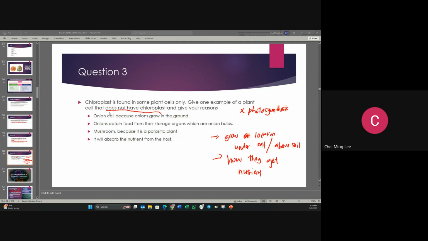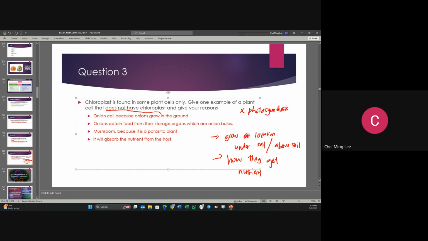Okay, so question 3. Chloroplast is found in some plant cells only. So give an example of a plant cell that does not have chloroplast and give your reason. Those that do not have chloroplast do not undergo photosynthesis. So normally you need to mention what kind of location they grow at, like water, soil, under soil or above soil, and how they get the nutrients.